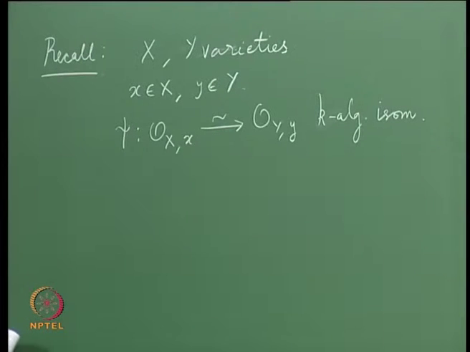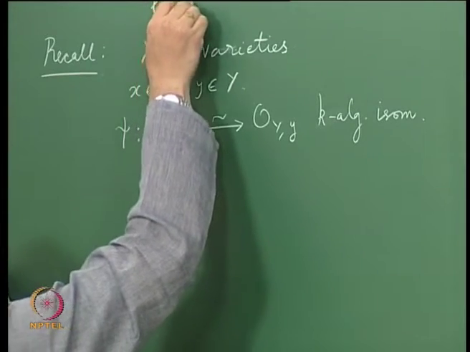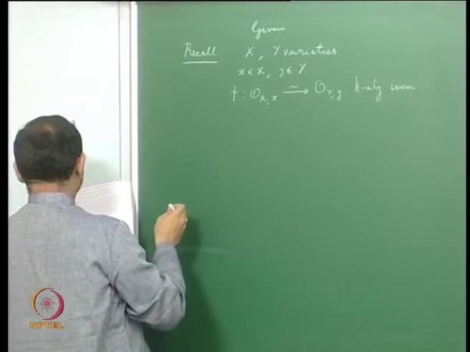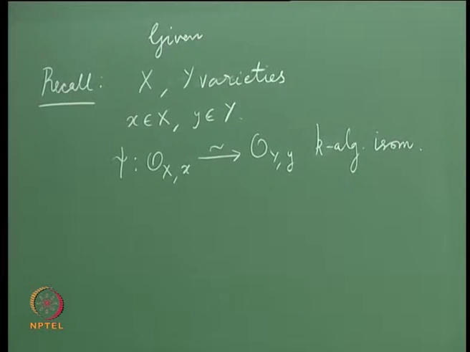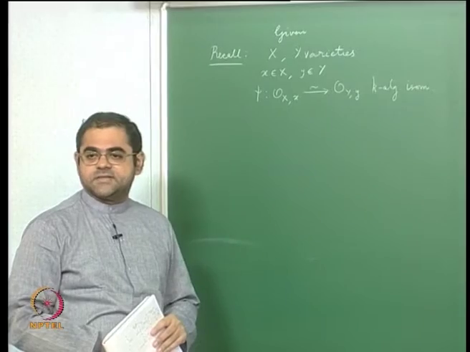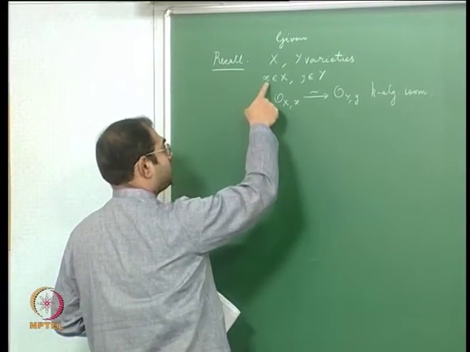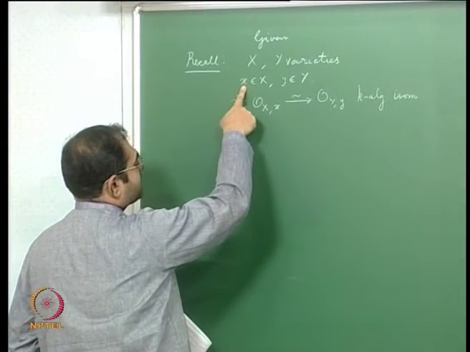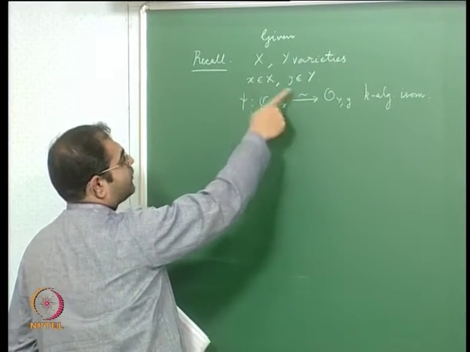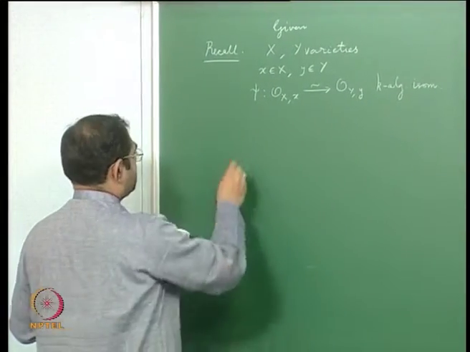So this was given to us. And what we did was, of course, because any variety is covered by finitely many open sets, each of which is isomorphic to an affine variety, we took an open set containing small x which is an affine variety, and an open set containing small y which is also an affine variety, and therefore we had the diagram like this.